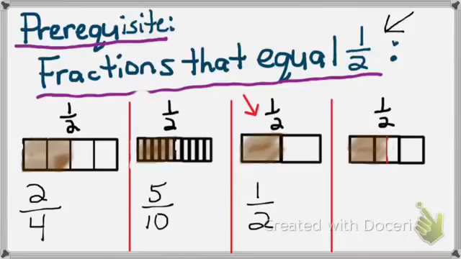Notice in all of our fractions, including the one that says 1/2, our numerator is half of our denominator. 1 is half of 2. 5 is half of 10. 2 is half of 4. So when your numerator is half of your denominator, your fraction is equal to 1/2.